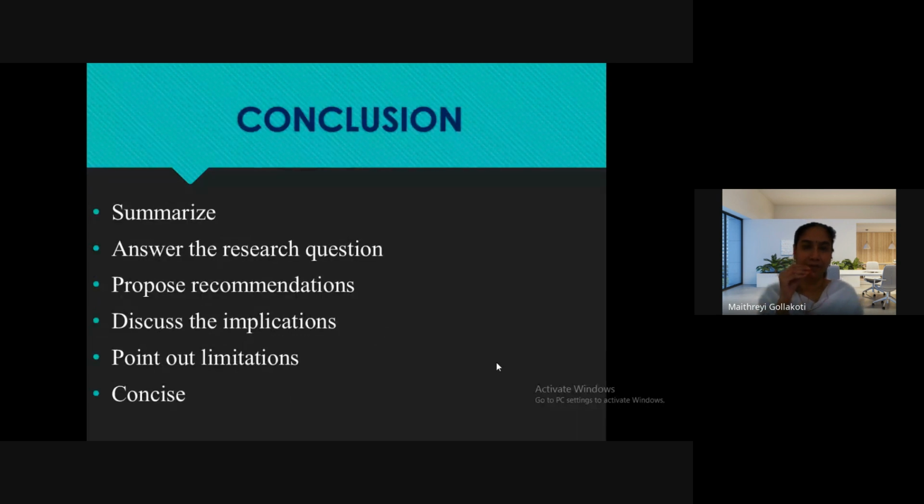Next, conclusion. When you write a conclusion, always summarize whatever you have done, and give an answer in your conclusion to the research question that you took in the first page. Propose recommendations: how you can improve the situation in a better way. And discuss the implications: how this is going to impact the future and how it is going to help future researchers. And point out the limitations. This also we have to do very honestly. What we have researched may not be 100% complete. It may require more study. So we have to accept that point very humbly and put it in the limitations.